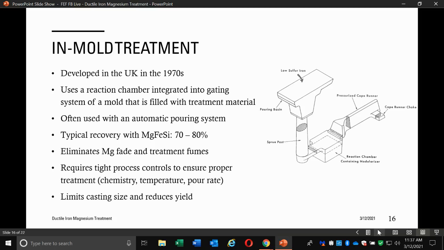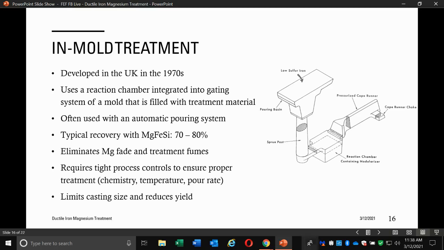The in-mold treatment is a newer method using alloy treatment material that was developed in the UK in the 70s. It uses a reaction chamber filled with treatment alloy that is integrated into the gating of a mold. In-mold treatment is capable of very high recoveries using mag ferrosilicon, but is required to have a very controlled process. Since this requires tight controls for proper treatment, it's typically used in conjunction with an auto pour system. This method also completely eliminates fade and fumes since it is treated as it is being cast in an enclosed space. This does have some limitations, though, such as casting size, and it reduces the yield.